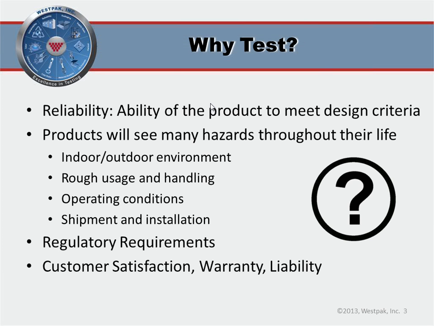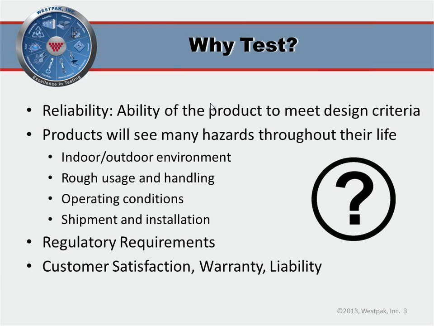First off, we have a definition for reliability, which is the ability of the product to meet the design criteria. So products will see many hazards throughout their life. Different products will see different hazards, but here are some of the main ones to consider when developing your test plan. You have the indoor and outdoor environment, so thinking about things like temperature, relative humidity, UV, corrosive atmosphere. You have rough usage and handling, so for handheld products, you might have drop or impact. Operating conditions, if something has to operate in a car, there might be vibration, or on a ship there might be vibration.